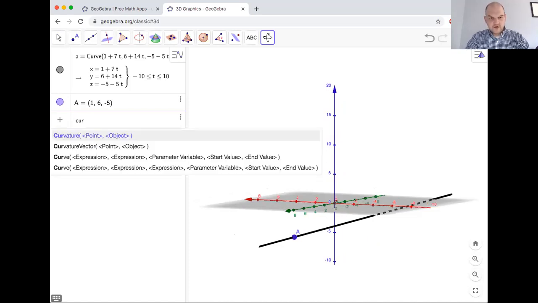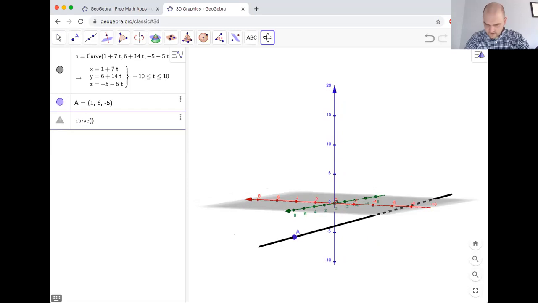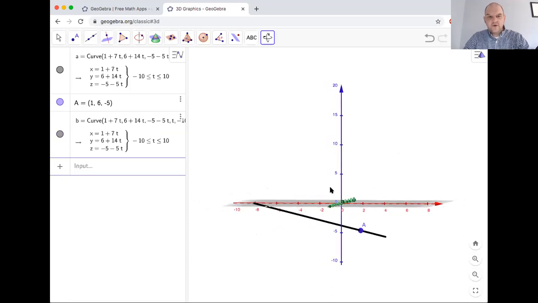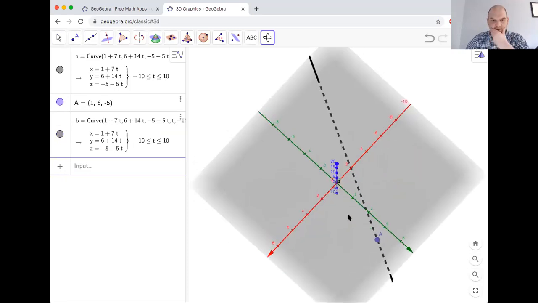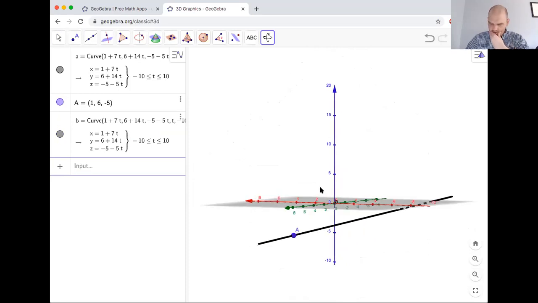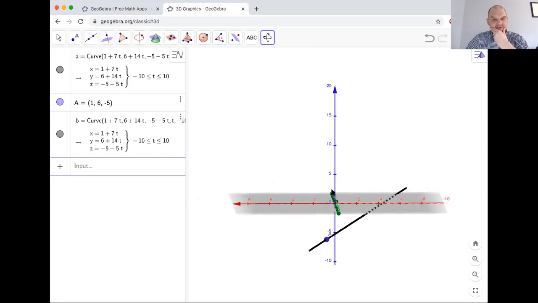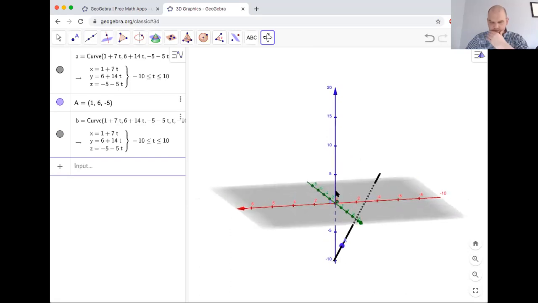So I'm going to do curve: 1 plus 7t, comma, 6 plus 14t, comma, -5 minus 5t, comma, t, comma, -10 to 10. And I don't see anything. Why don't I see anything? 7, 14, -5, minus 5, 1, 6, -5. These are the same. Wait, everybody, I graphed the same line twice.